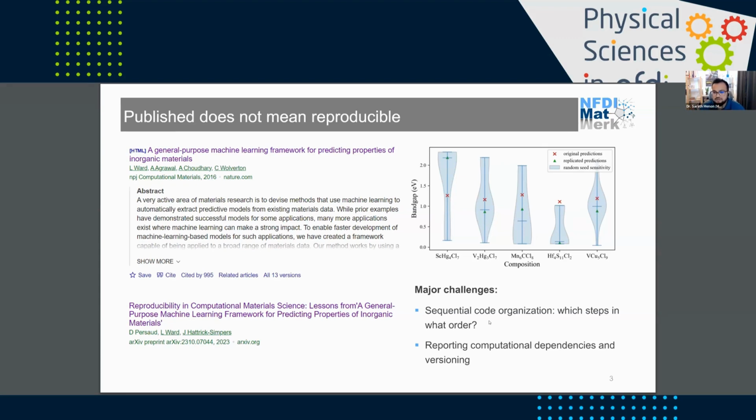In the paper, they also summarized the major challenges that they had to go through in reproducing these results. And they were: one, sequential code organization. So in principle, which steps were executed in what order? Which parts have to be tackled properly first, and then on, and so on. And reporting computational dependencies and versioning. So which versions of software were exactly used for this purpose? And how the workflows itself can then be version controlled.